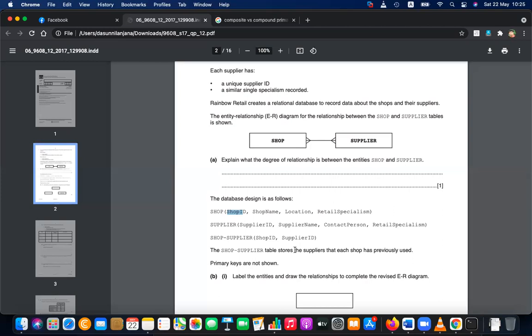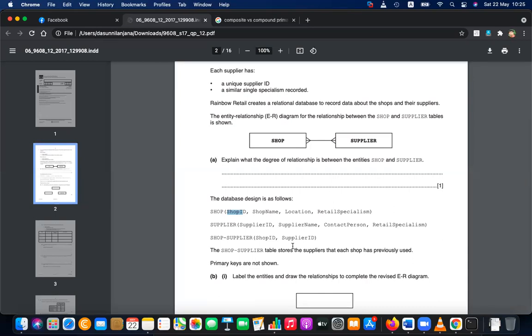For first normalization, the special word is atomic values. Many-to-many relationships might violate that. So they have actually split this into 3 tables to stop this many-to-many relationship. So now it is mostly in 1NF. Now we are going to check the 2NF property, second normalization.